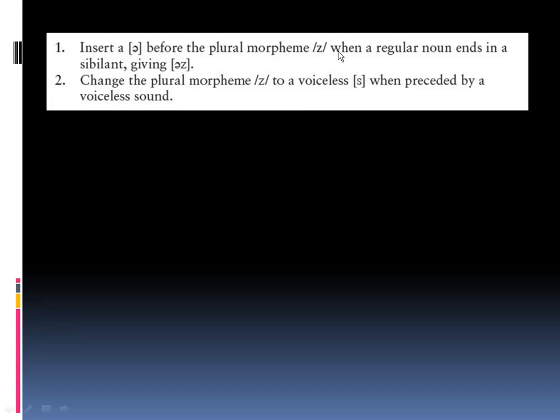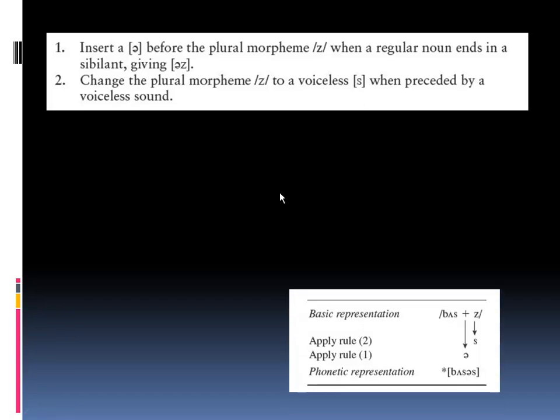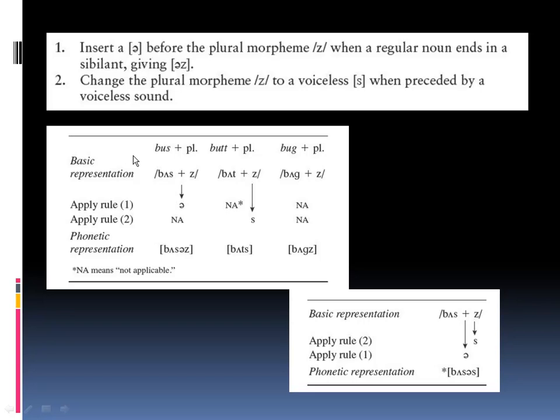Okay, so that's the idea of a phonemic symbol. Rule number 2 is change the plural morpheme z to a voiceless sound only when it is preceded by a voiceless sound. That makes sense. Voiceless and voiceless, they go together. So let's look at this. This is a formal representation of the application of these two rules.